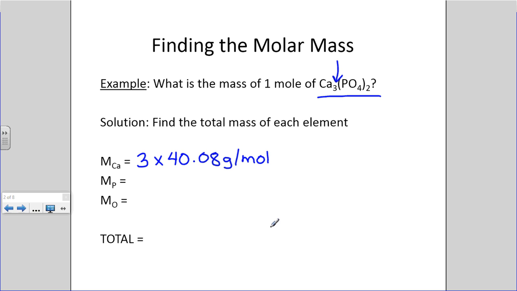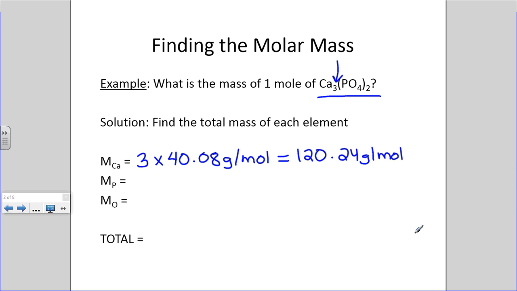Okay, so we've got 3 atoms of calcium. Each of them has a mass of 40.08. So now you can pull out your calculator or do the math in your head. This number is not too bad. 3 times 40.08 will give you 120.24, and that's grams per mole. That's the total mass of all the calcium in calcium phosphate.